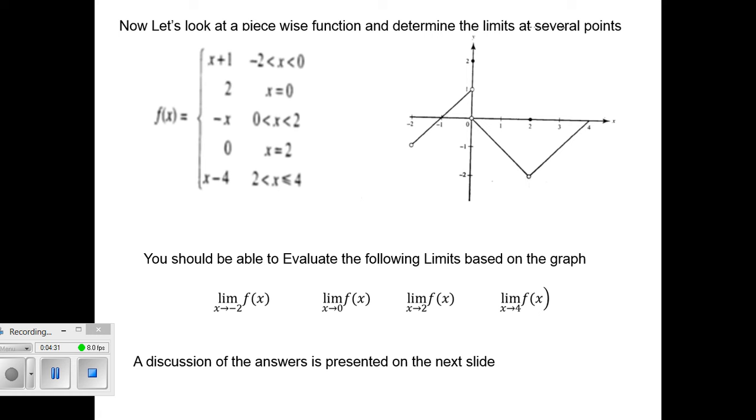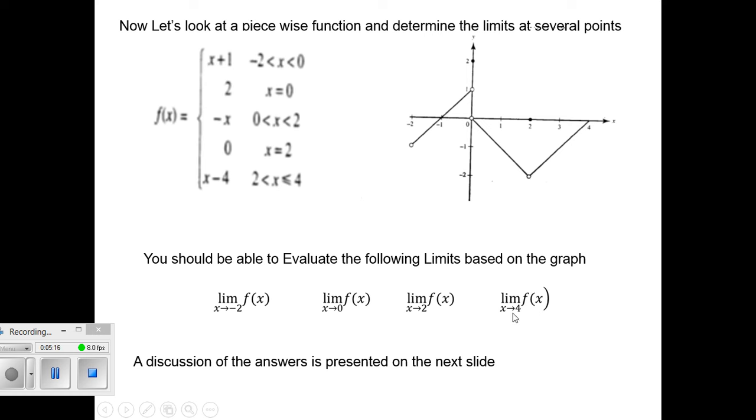So therefore, since the left side moving towards x equals 2 is approaching -2, and since the right side moving towards x equals 2 is approaching -2, the limit as x approaches 2 of this function is going to be -2. Even though at 2 it's defined as 0. Again, we're not concerned with how the function is defined at this value. We're concerned what value the function is approaching as we get closer and closer and closer from both the left side and the right side of that point in question.